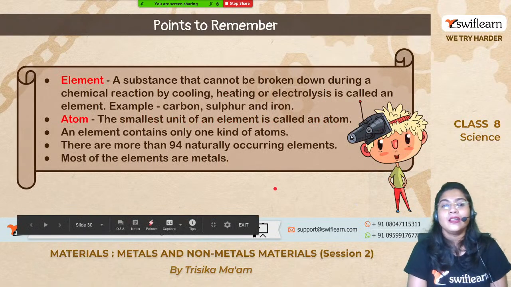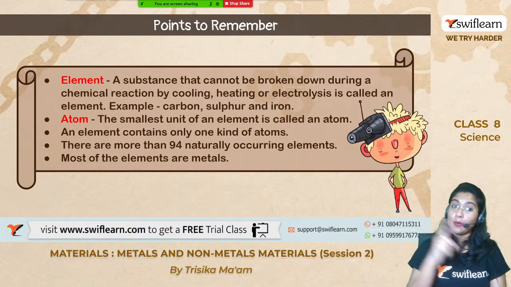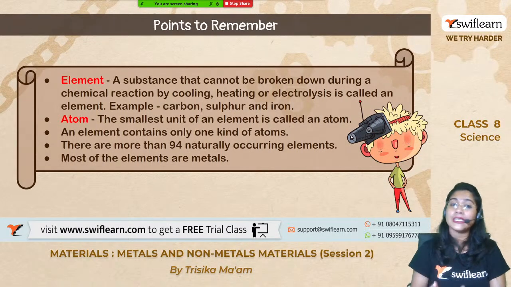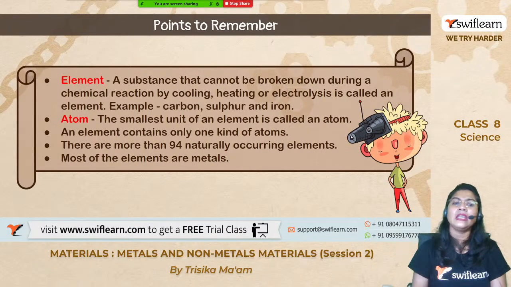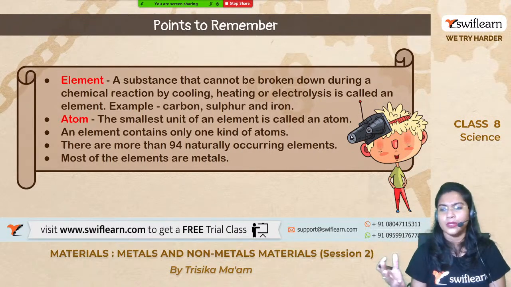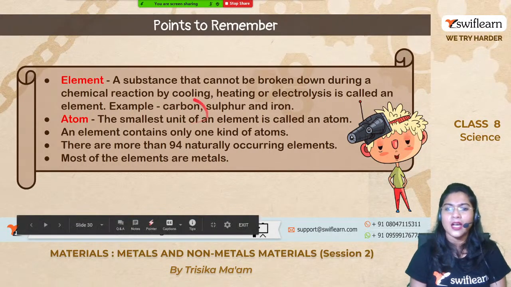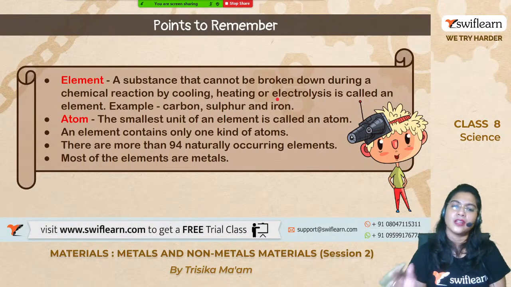Okay. Let's move on to some of the points which you have to remember and never confuse within these two. That is, what is element and what is atom. So as you already know, the element is a substance which cannot be broken down into any other form if any sort of chemical reaction is done with it, whether it is cooling or heating or electrolysis, it will never be broken down. So jaise carbon, sulfur, iron, they will remain the carbon, sulfur and iron.